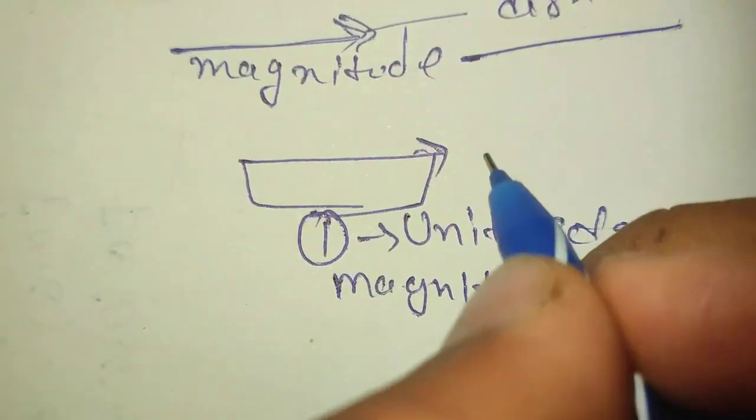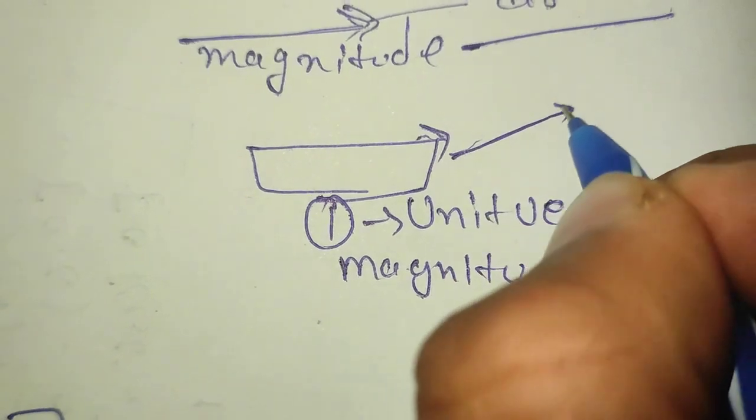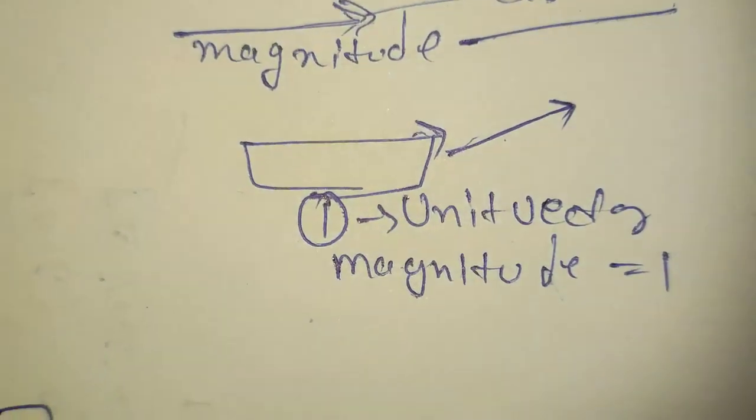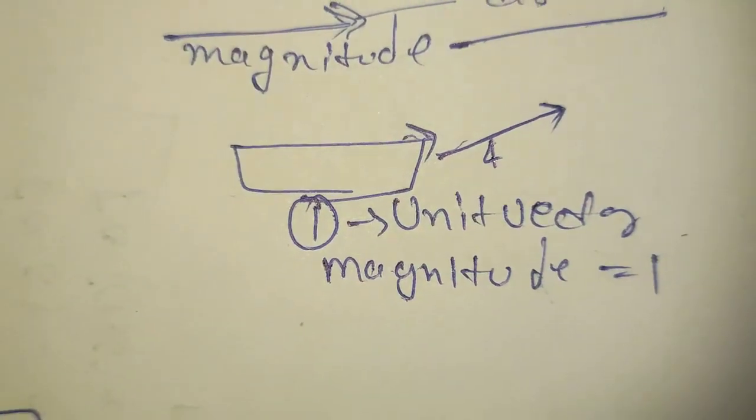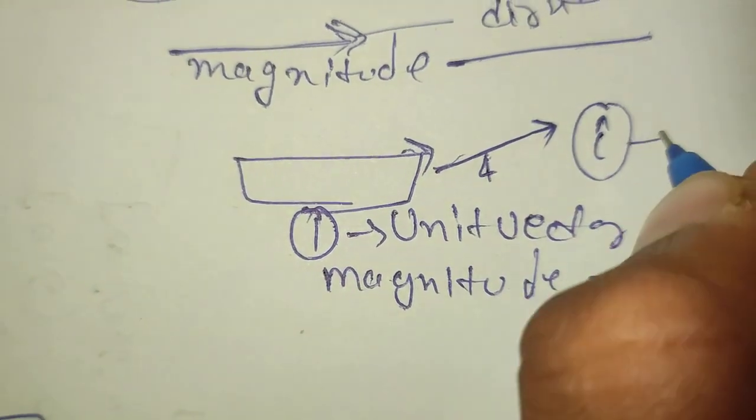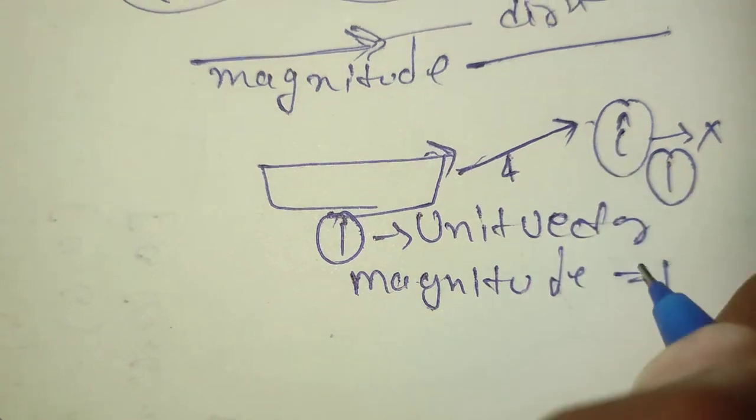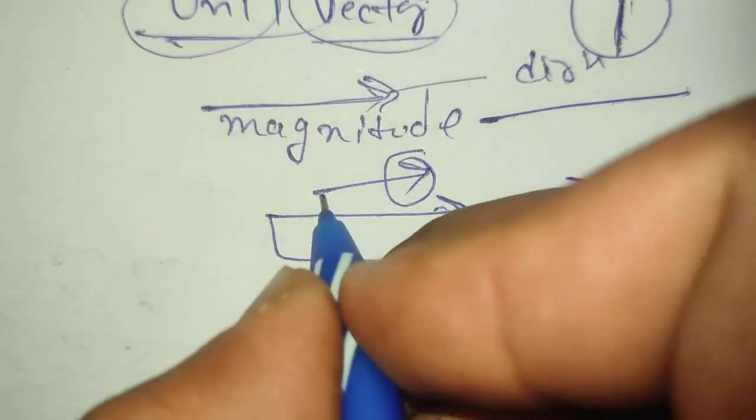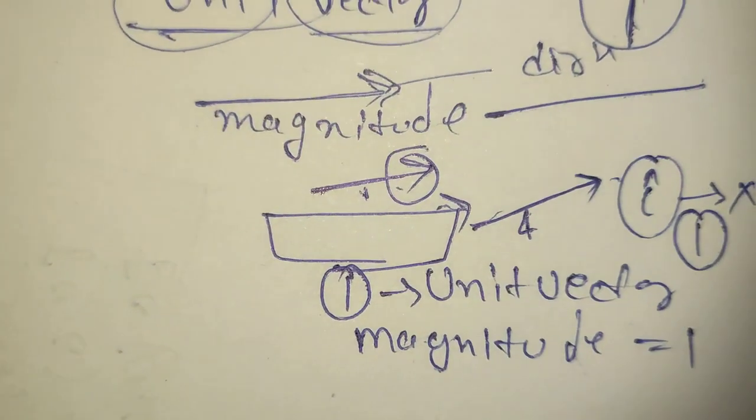For example, let's say this is a random vector, and there is no direction, it is random. Say the length is 4. If i cap is a vector along the x direction and the magnitude of i is 1, so it is a unit vector. If the vector has magnitude 1, the remaining part is only direction.